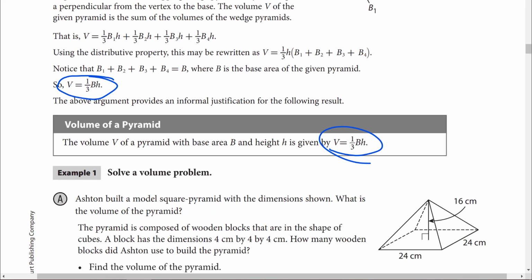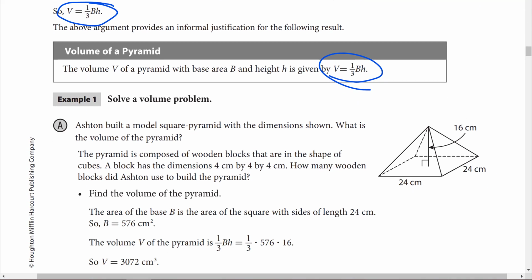Let's use it to find the volume of one of these pyramids. So Ashton builds a square pyramid. Square simply means the base, right? If it was a rectangular pyramid, the base would be a rectangle. So it's a square pyramid with the dimensions shown. What is the volume of this pyramid?